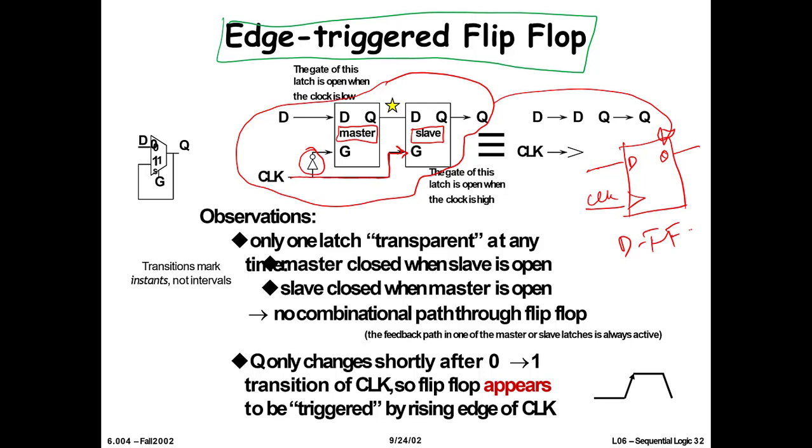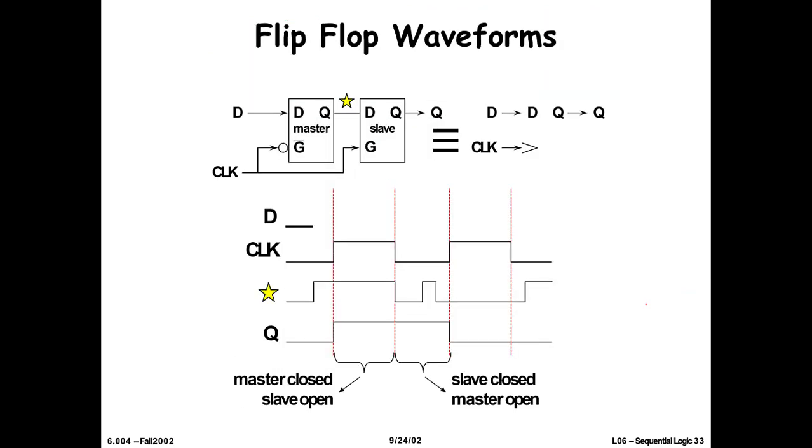Now, at any point in time, there isn't a path from D to Q. There is no path directly from D to Q. If the master is in transparent mode, the slave must be in memory mode. If the master is in memory mode, the slave must be in transparent mode. Both the master and slave are never in transparent mode at the same time. This is very important to understand.